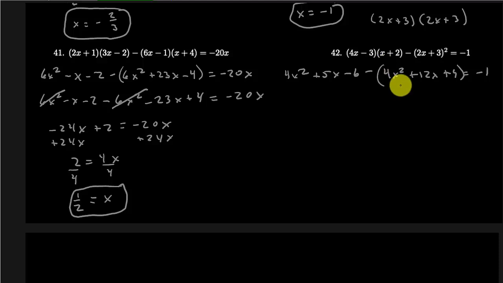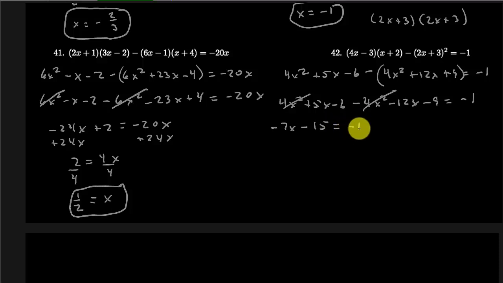And don't forget, that has to be in parentheses because it's minus this right here. So it's minus that whole thing. So I get 4x squared plus 5x minus 6 minus 4x squared minus 12x minus 9 equals negative 1. The 4x squareds cancel, and then I've got 5x minus 12x is negative 7x, and then negative 6 minus 9, that's negative 15 equals negative 1.